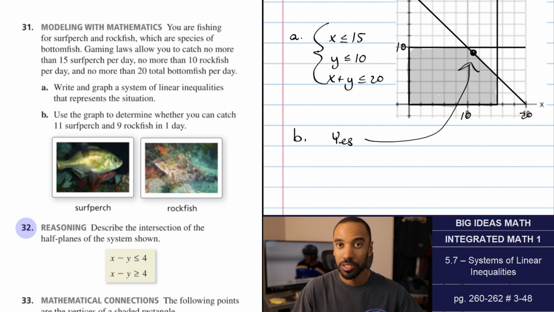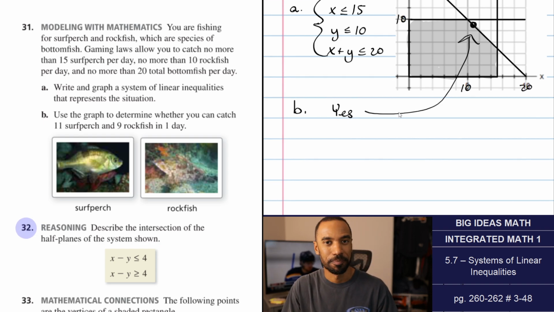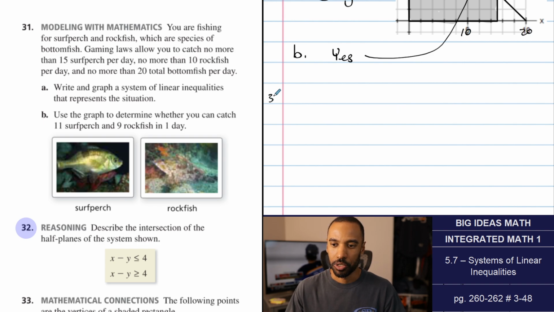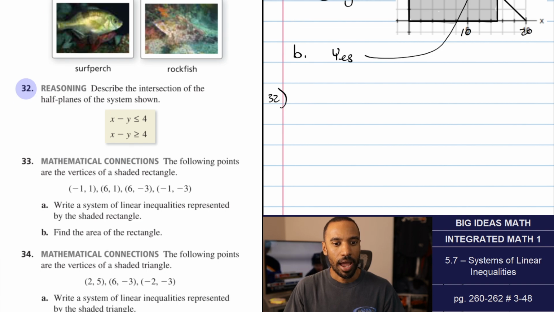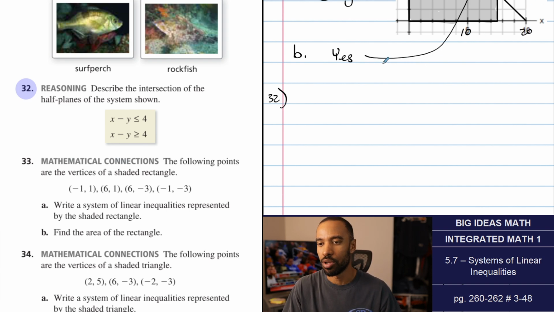Those 3 problems were my favorite ones that I did. Number 32, reasoning. Let's see if they can have more fun ones somewhere. Describe the intersection of the half planes of the system shown. Oh, I'm not a half plane fiend. Okay, this one's kind of interesting. So notice that they are the same boundary line. They're both equal to, which means points on the line count. One is above, one is below.